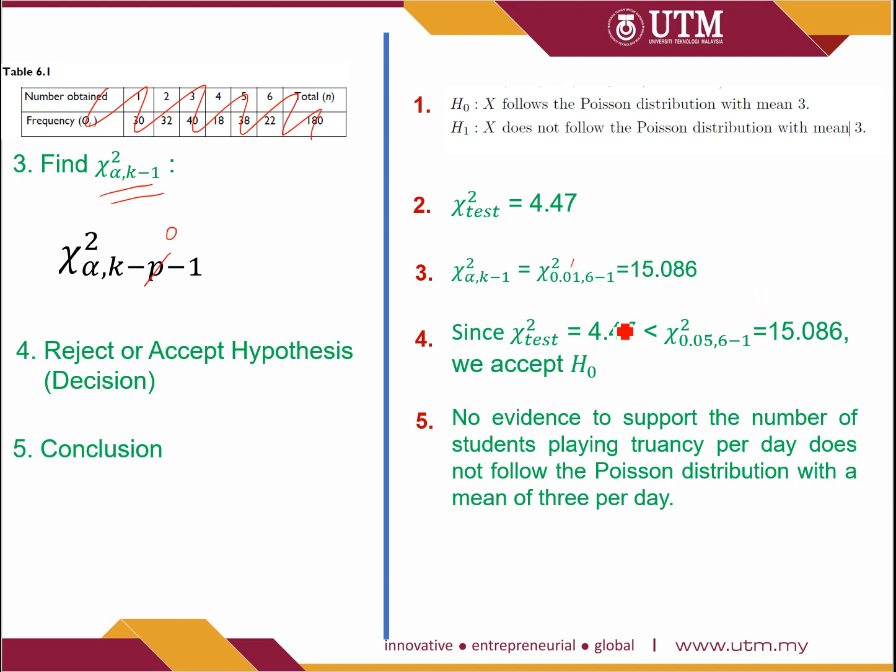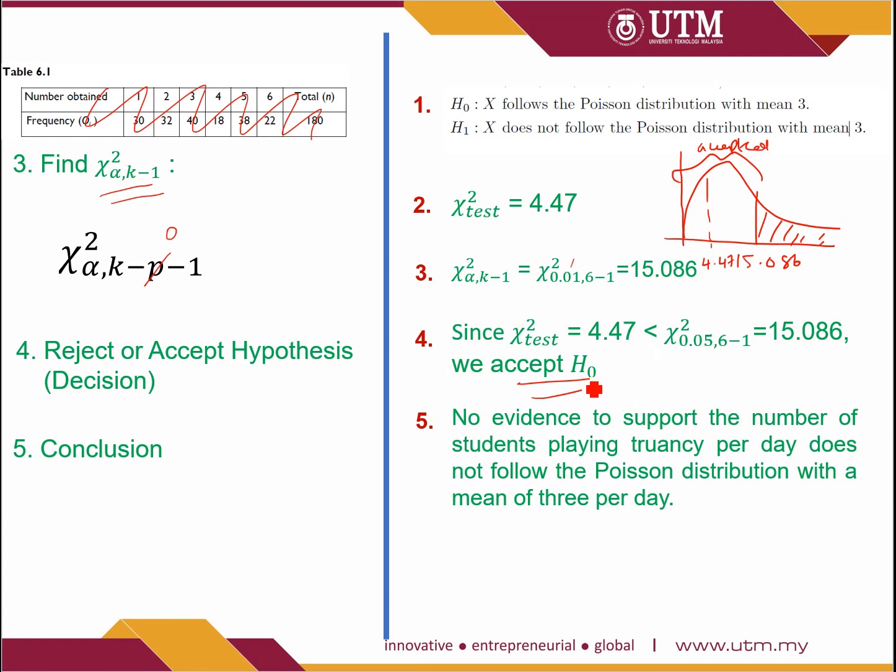Then you check whether your chi-square is inside the rejected region or not. The critical value is 15.086 and the chi-square test is around here, 4.47. Since your chi-square test is outside the rejected region, it is inside the accepted region. That means you accept the H0. This is for rejection and acceptance of H0.